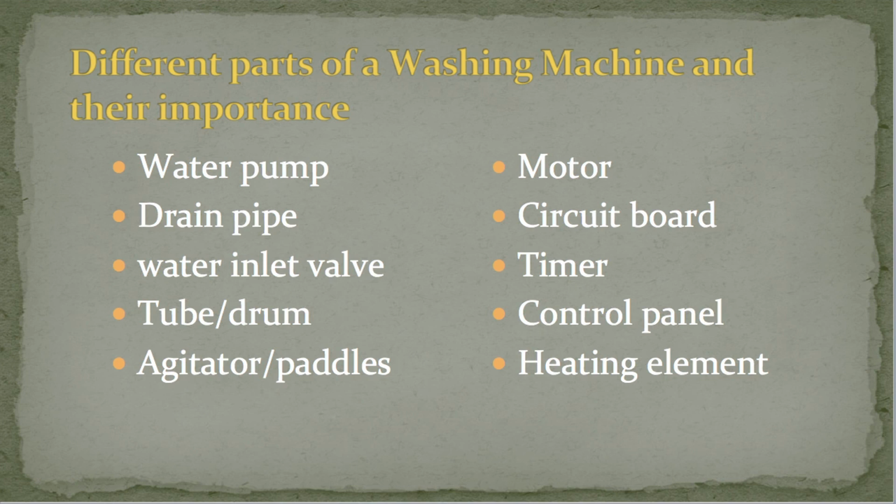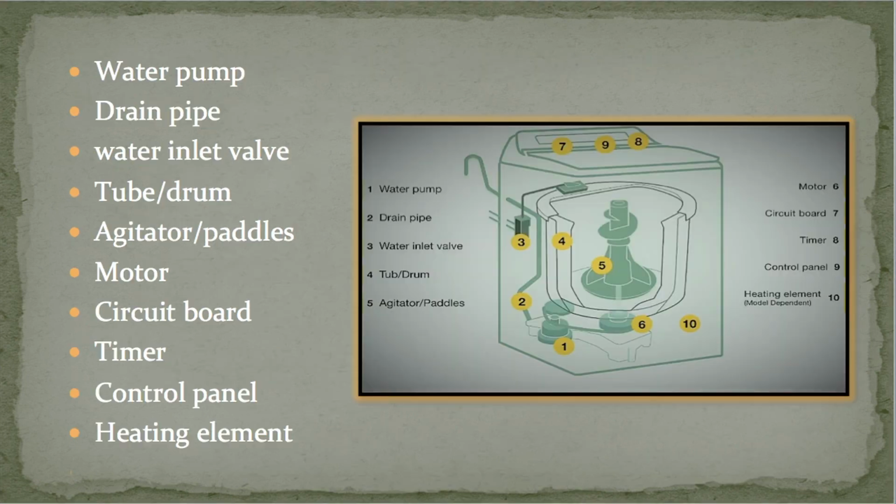So these are a few points to be kept in mind if you are planning to buy a washing machine. Let us now try to understand the different parts of a washing machine and their importance. Here in this picture, we can see the different parts of a washing machine.